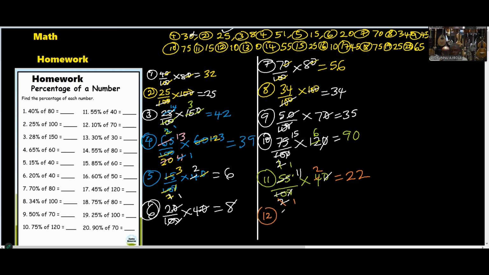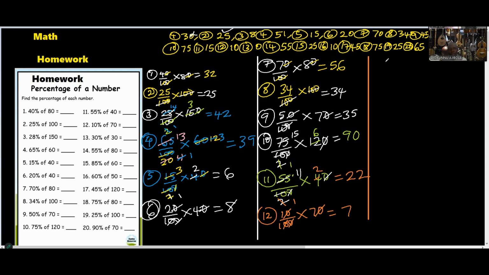Number 12, we have 10% of 70. 10 over 100 times 70. So 0 cancels one of the zeros. 1 times 7, that is 7. Is that clear? Yes.